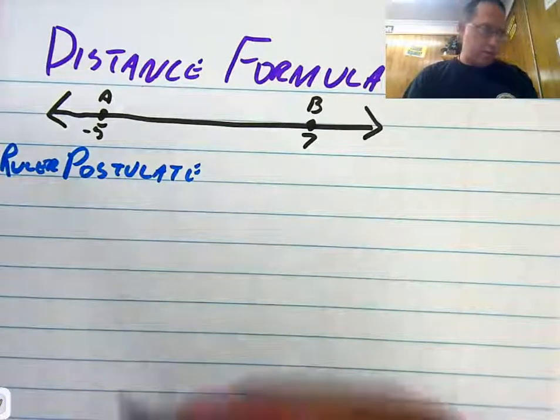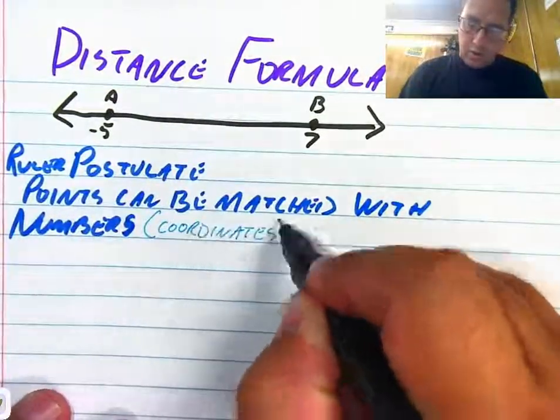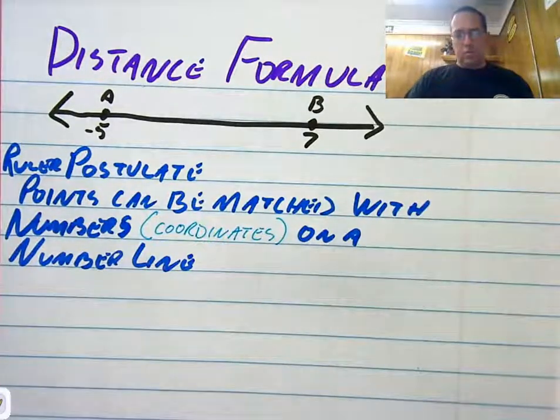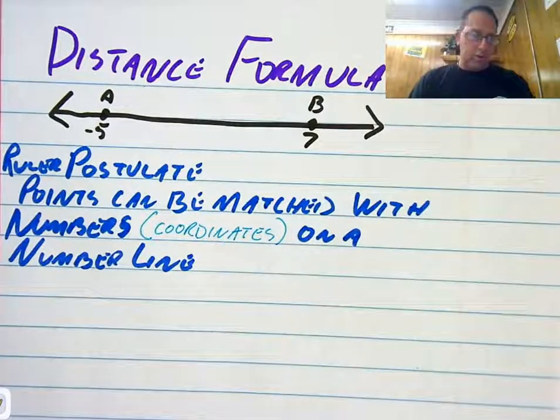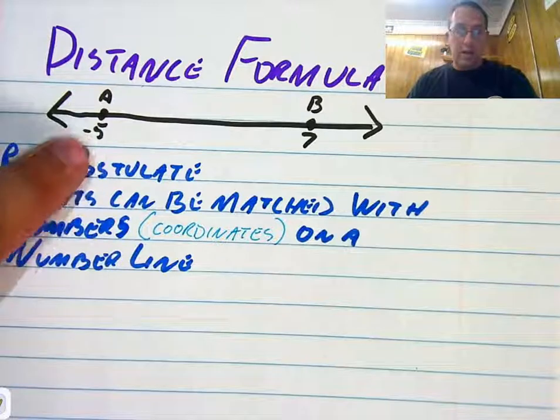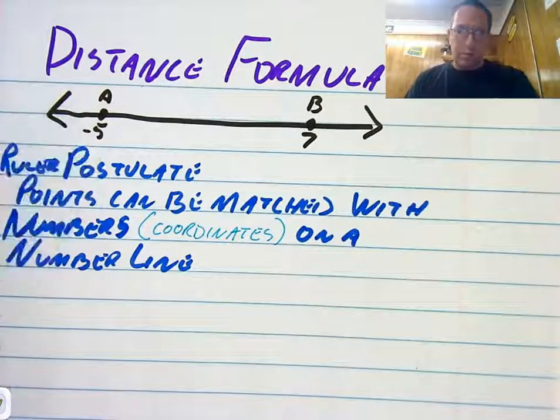All right, so let's write this down. Points can be matched with numbers, coordinates, on a number line. And one thing that's very, very important: they are matched one to one. So if I have A at -5, I can't also have A at 17. And also, if A is at -5, that means C is not also at -5. Only one point per coordinate.